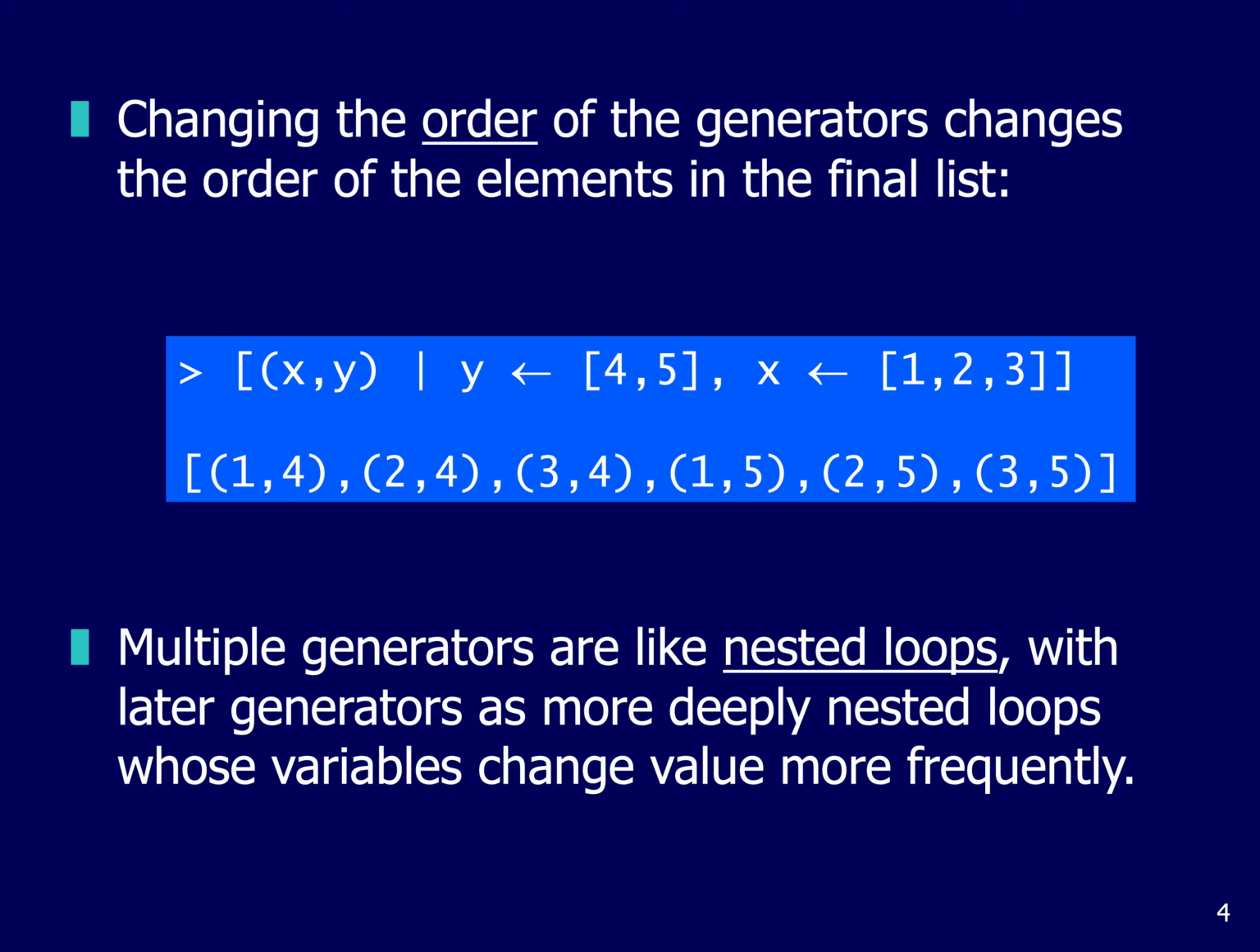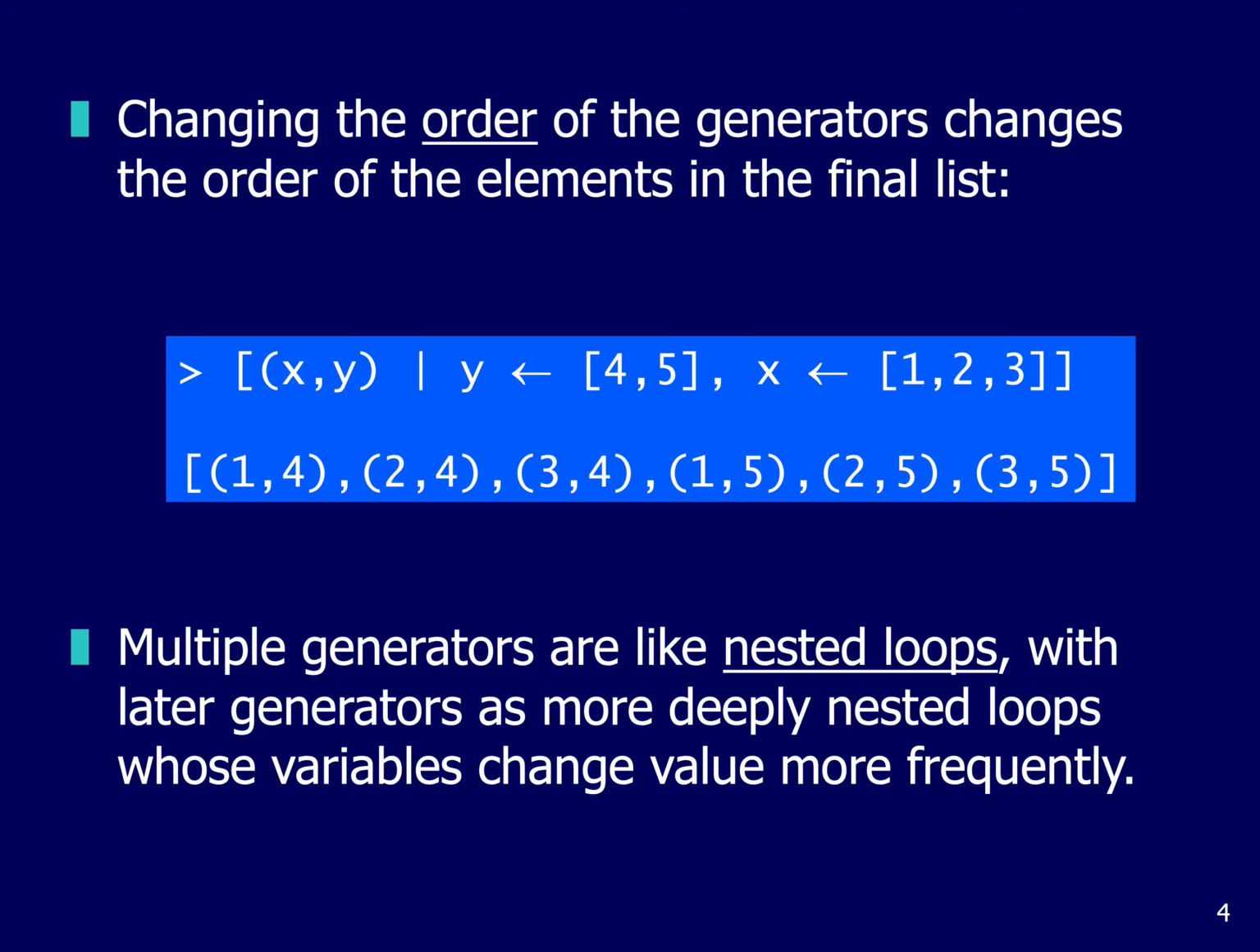Changing the order of the generators in a list comprehension changes the order of the elements in the final list. If we take the same example and swap round the two generators, this is what we get. We're forming the list of all pairs x, y such that this time the y generator comes first, so y comes from the list 4 up to 5, and then the x generator comes second, so x comes from the list 1, 2, 3. What we see in the example is that we get the same pairs, but they come out in a slightly different order. The way to understand this is very simple.